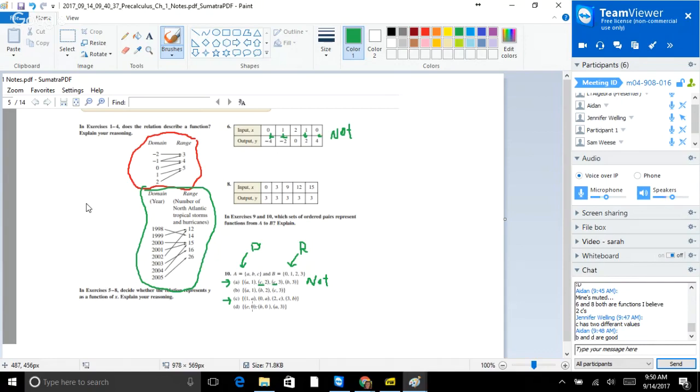So if we do assume that A is the input and B is the output, then is this a function? No, right? Because they've switched it. They've put in the range and the domain. If we assume that you can switch it, then let's see. 1, 2, 3. They're each matched to a value. So if you do assume they could switch it, then it would be a function.